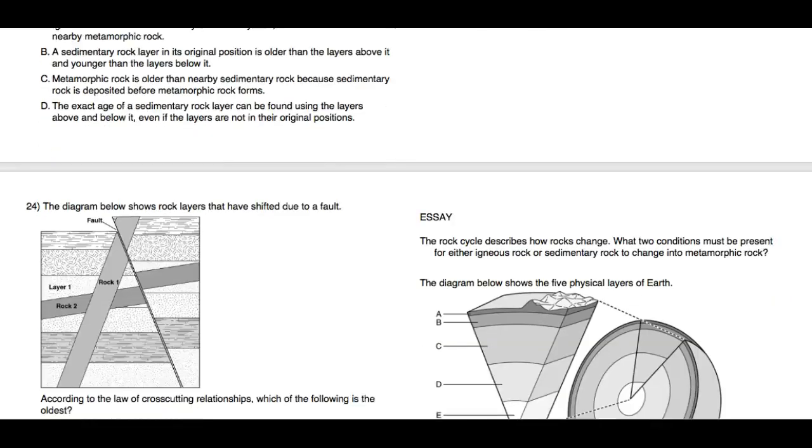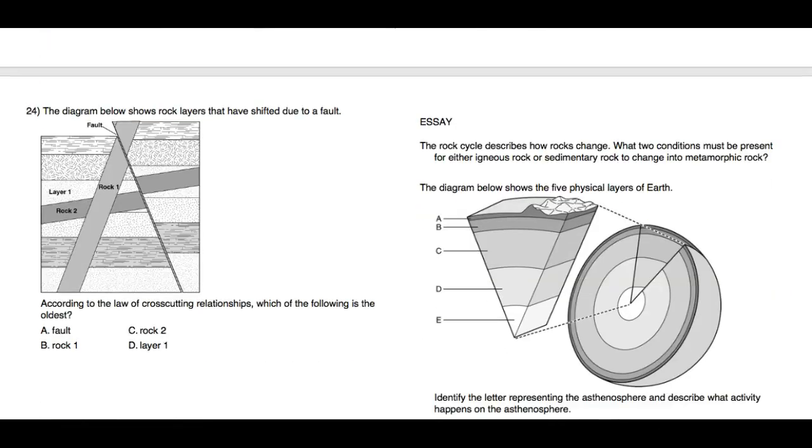Question 24. The diagram below shows rock layers that have shifted due to a fault. According to the law of cross-cutting relationships, which of the following is the oldest? A. The fault. B. Rock 1. C. Rock 2. D. Layer 1.